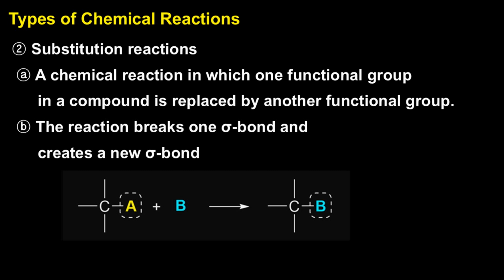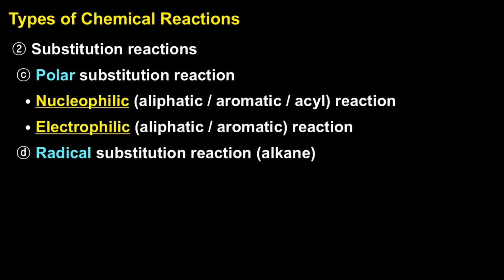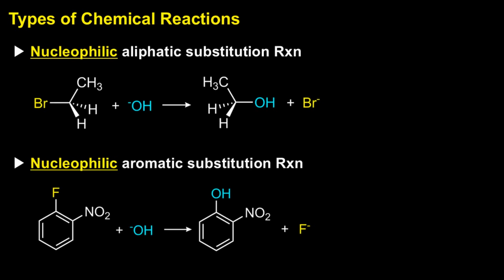A substitution reaction happens when one functional group in a molecule gets swapped out for another. That means one sigma bond is broken, and a new one is formed in its place. Exactly how this happens depends on the type of substrate and the reaction conditions. Substitution reactions are typically divided into two main types: polar substitution and radical substitution. In polar reactions, the mechanism can vary depending on whether the substitution is nucleophilic or electrophilic.